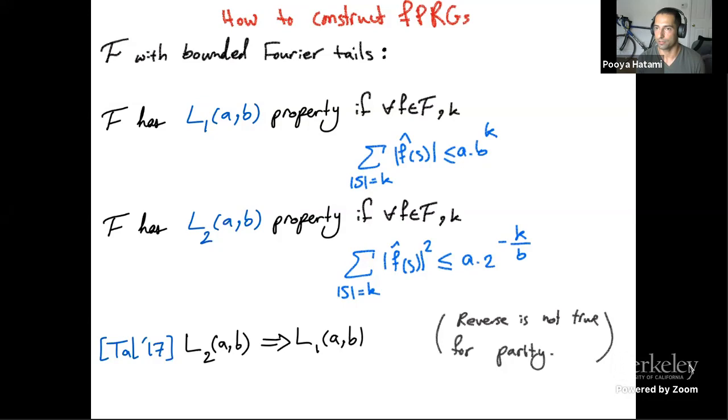But it satisfies the L1 (a,b) property for b equal to one, so at all levels L1 is at most one. In fact, at most levels it's zero. So any interesting family of Boolean functions that is able to compute parity is not going to have this L2 property for good parameters, but it might have this L1 property.